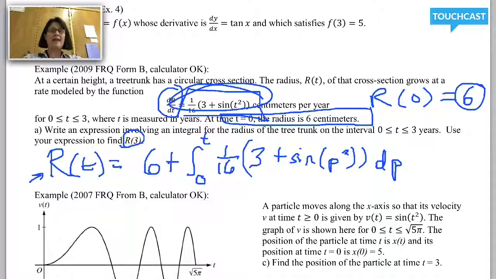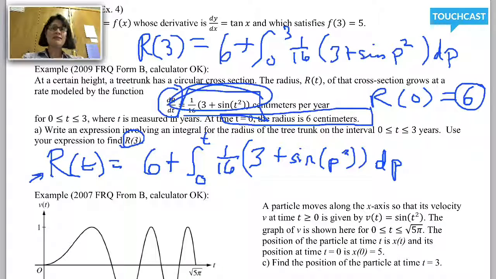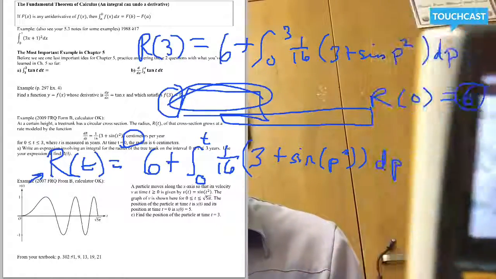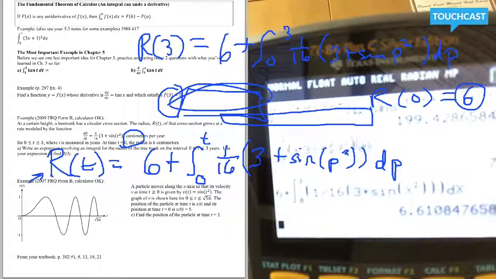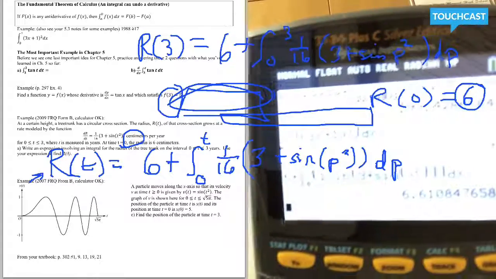Now you can actually use your calculator to answer this second part. Use your expression to find r of 3. So I'm going to write that r of 3 is going to equal the 6 plus the integral from 0 to 3 of 1/16 times 3 plus sine p squared dp. I'm going to type that into my calculator to get my final answer. So you can see what I've typed here. Let's see if I can show my answer. So 6.6108 is the radius of the tree trunk 3 years after time 0, the start of the problem.